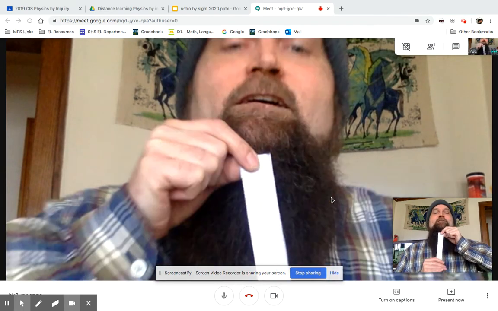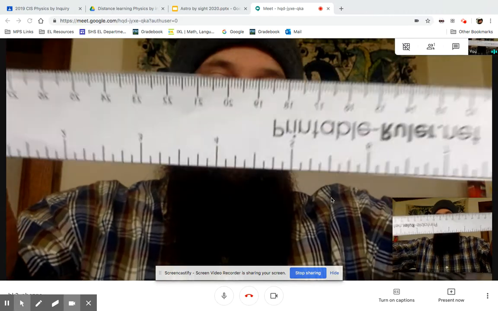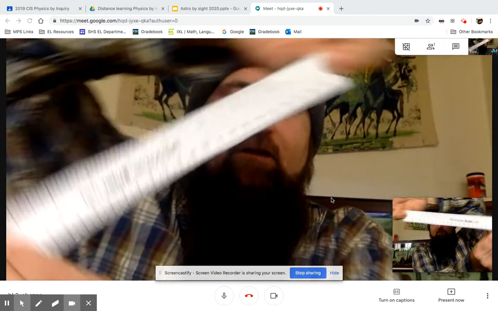Oh, hey guys. Guess what? I just downloaded a printable ruler from the internet. I put this in your shared folder and I was just measuring my beard.